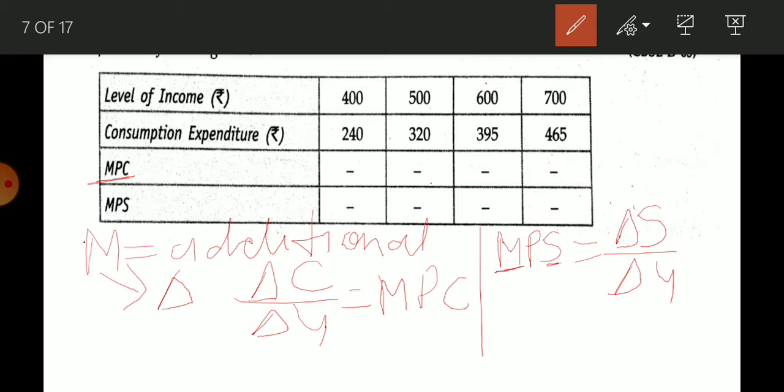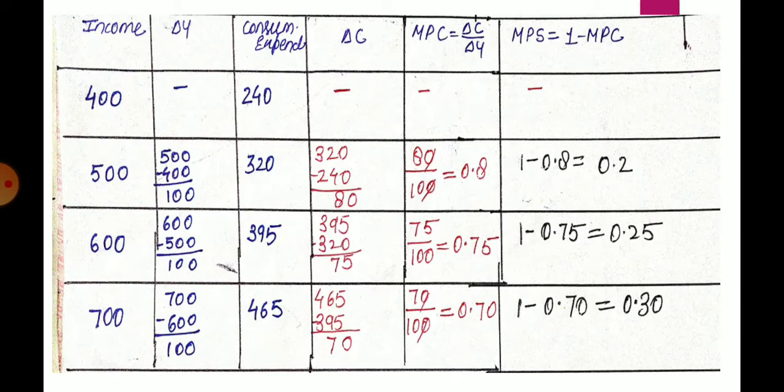Okay, one thing here, delta consumption, del C, is not given, only C is given. So first of all we require to find out del C and del Y. Okay, so let me explain how we are going to do it. Here you can see that income is given. Now we require to find out delta Y. So delta Y means present income minus previous income.